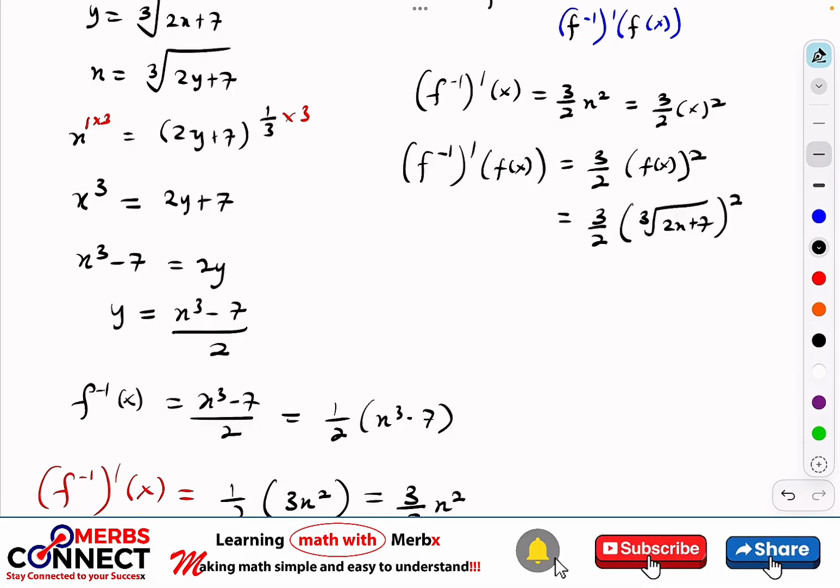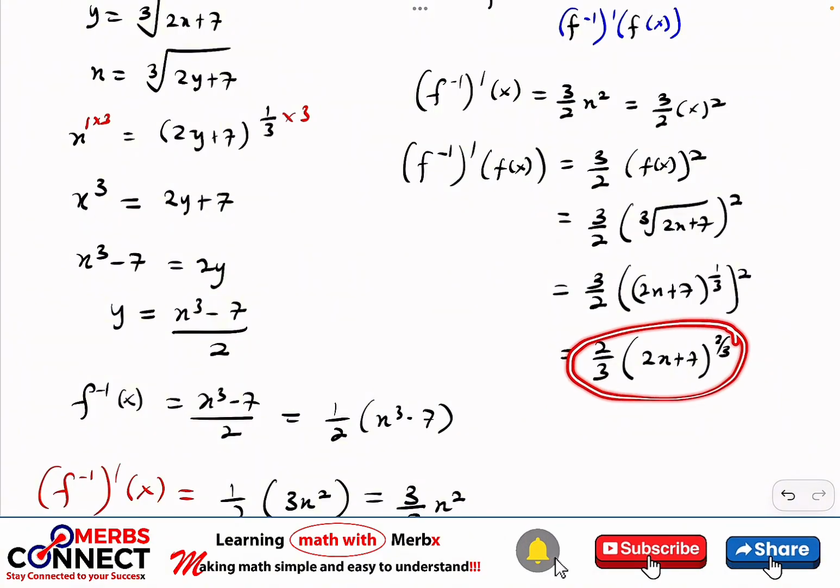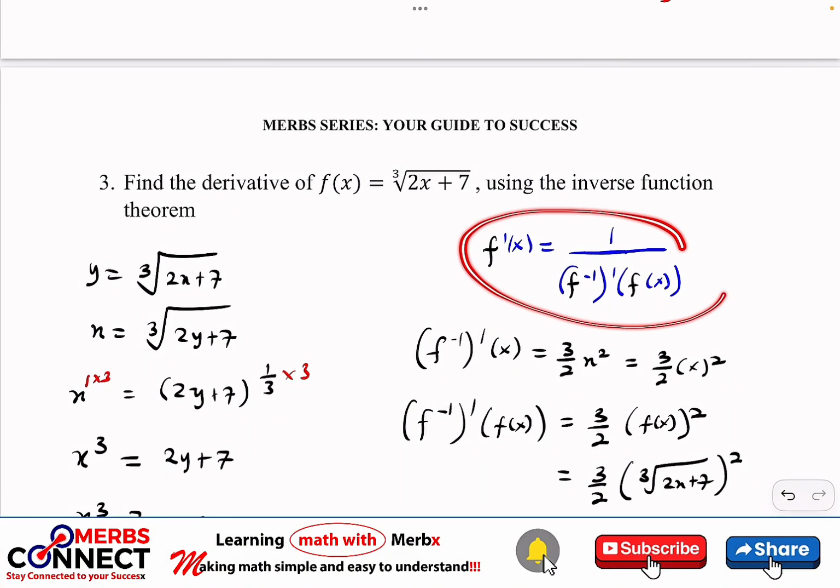So I'm going to do something beautiful here. It's very nice. This is the same as 3 over 2 times 2x plus 7 to the power 1 over 3, squared. So it means that this is the same as 3 times 2x plus 7 to the power 2 over 3. This is true. So we're almost done. We just need to place this one at the denominator of f prime.